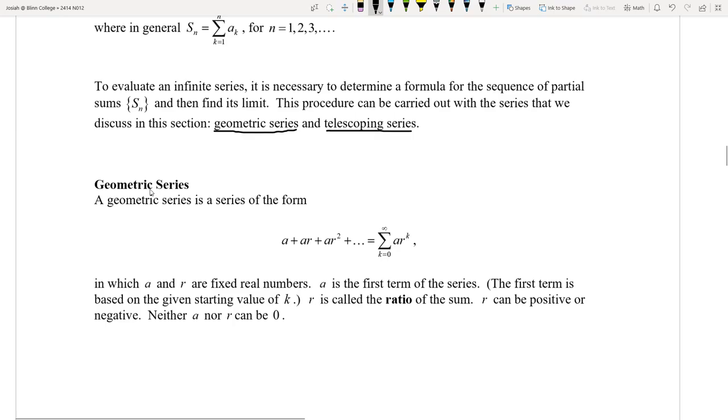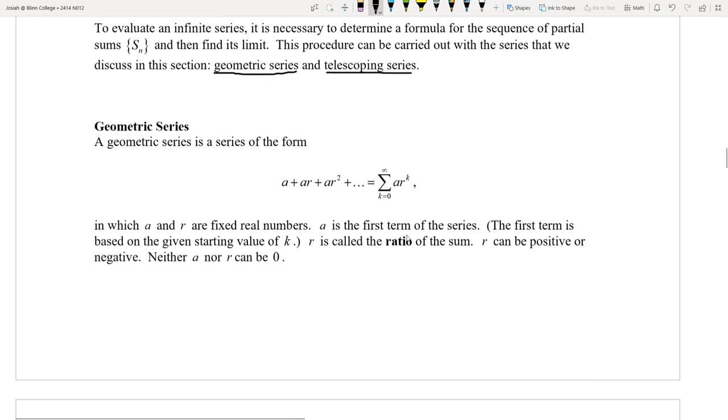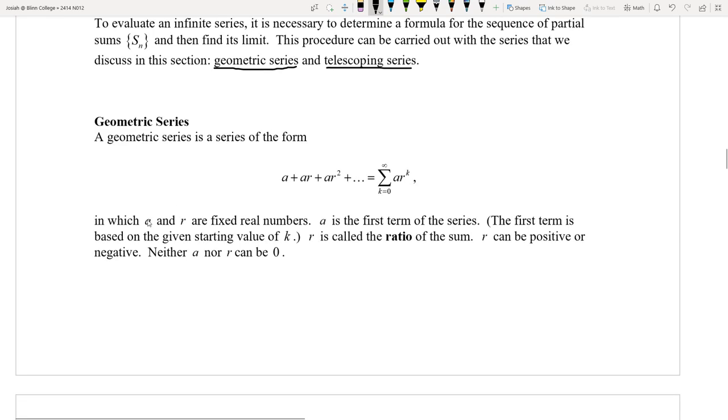So first off, we look at a geometric series. A geometric series is going to be related to a geometric sequence. We saw a geometric sequence last time where each term is the term before it multiplied by some r, some common ratio. So in this case, we're just adding all of those terms together. So we're looking at the series from k is 0 to infinity, and then we've got a times r to the k. And we've got a and r fixed numbers, where a is our first term, and then r is going to be that common ratio.